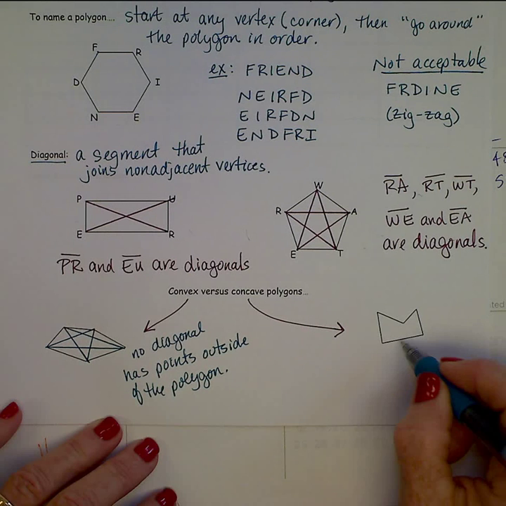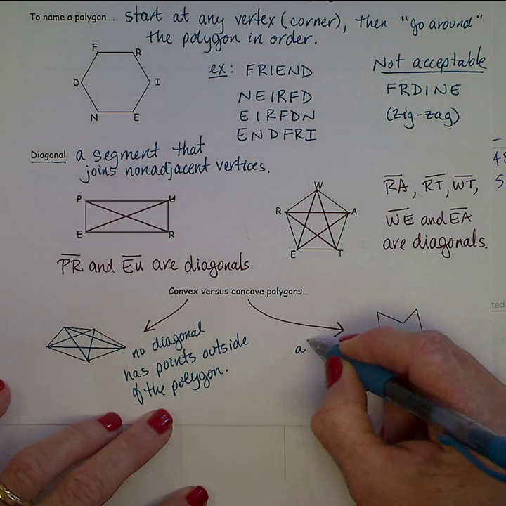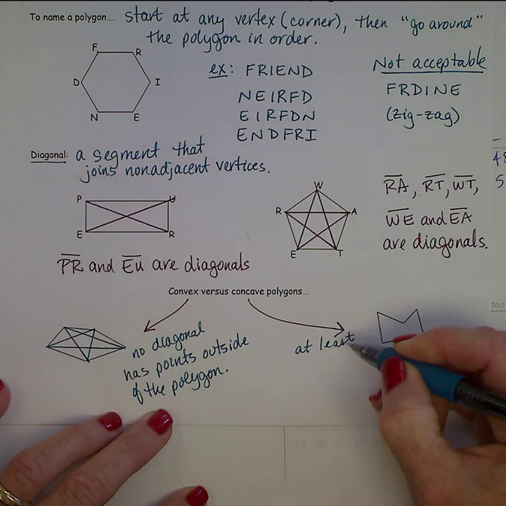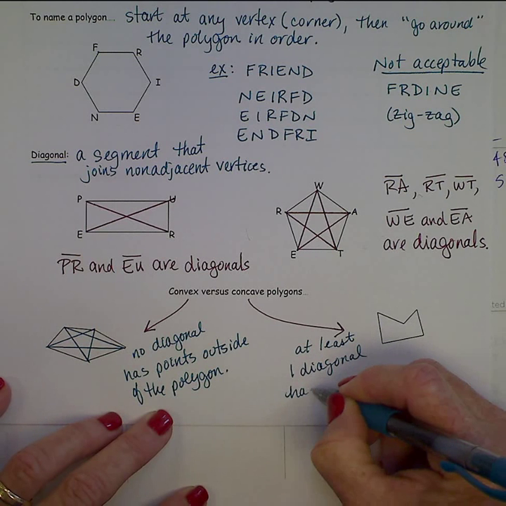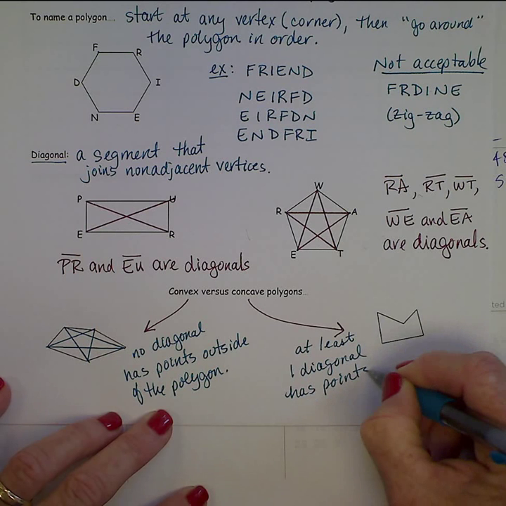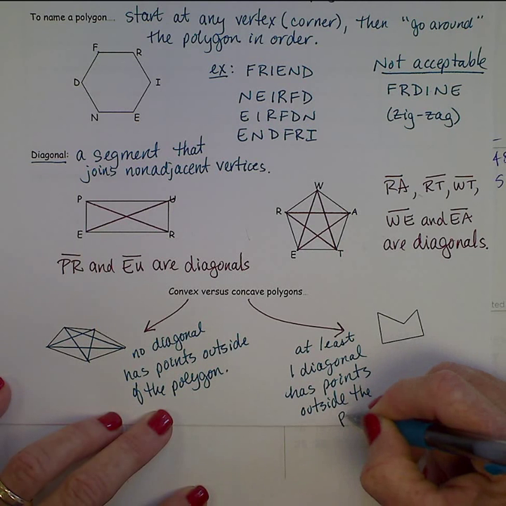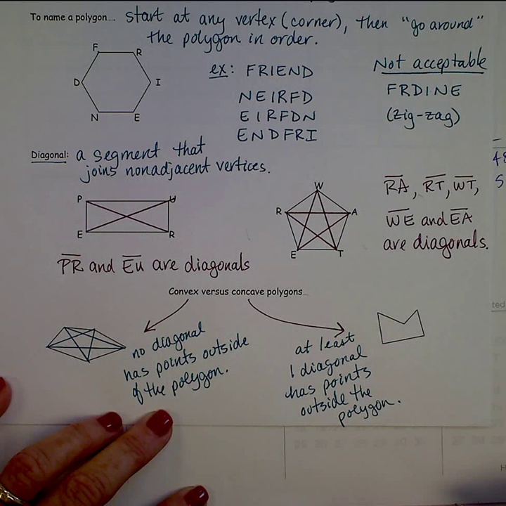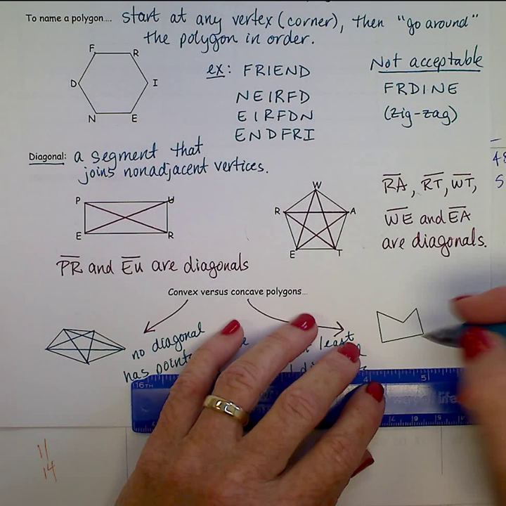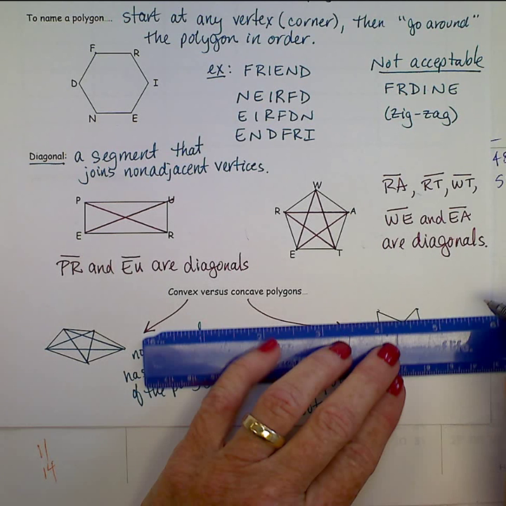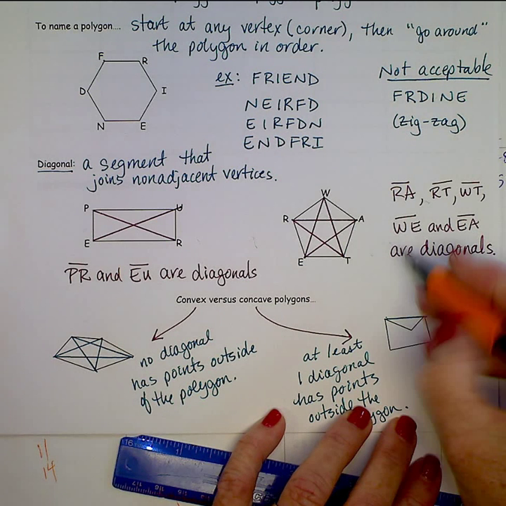But if we come over here at this concave polygon, the definition is that at least one diagonal has points outside the polygon. And if we look in this one, here's the diagonal right there. If I connect these two vertices, they are not next to each other. So that's a diagonal, but that diagonal is outside of the polygon.